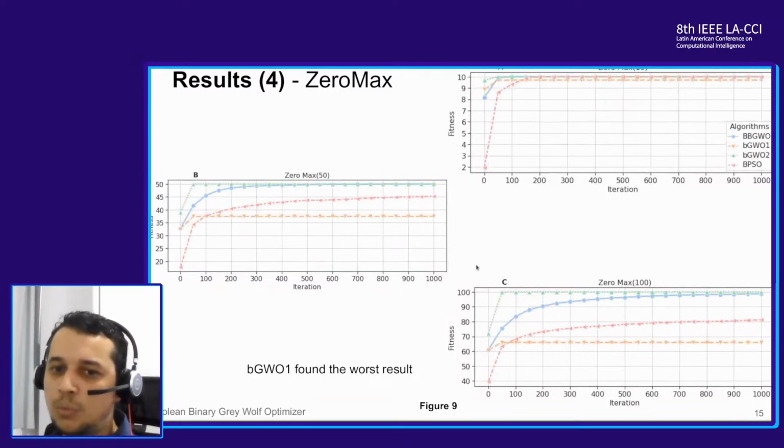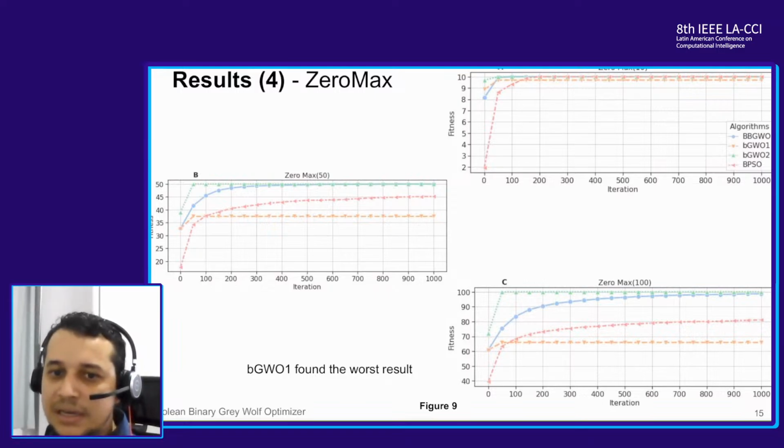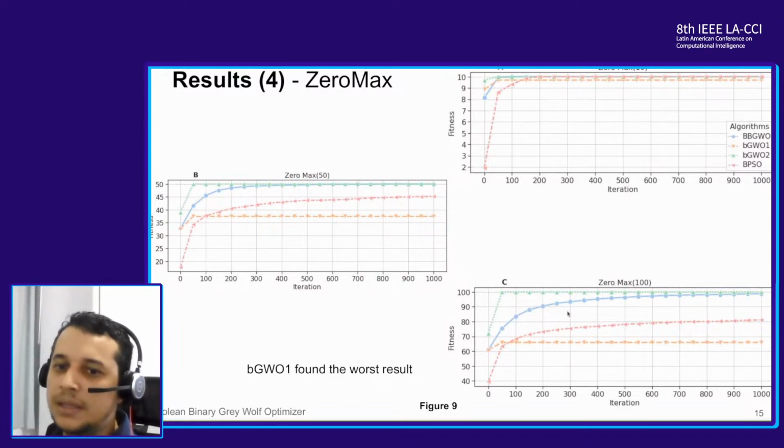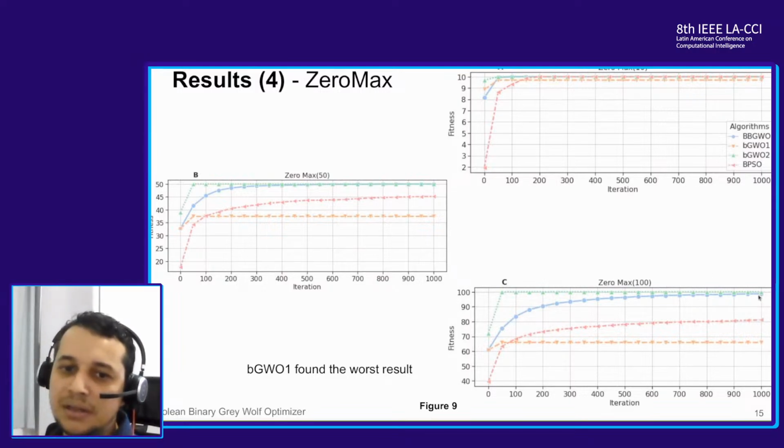Now, in 0max, we found a similar behavior, but BGW2 changed place with BGW1, as shown in figure 9B and C. So now the BGW2 is better than BGW1. Again, using 100 dimension, we see BBGWO has good results, but BGW2 is slightly better than our proposal.